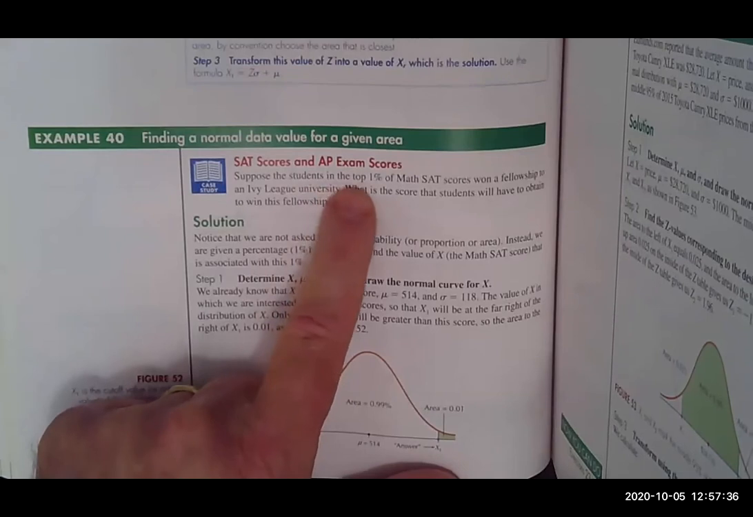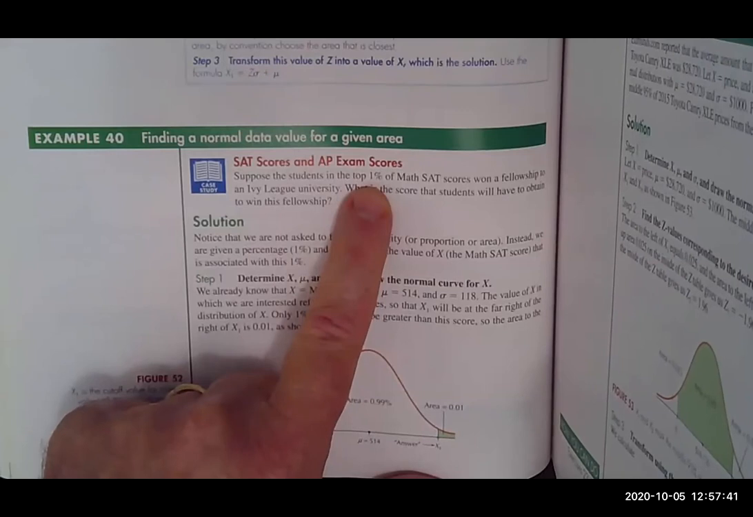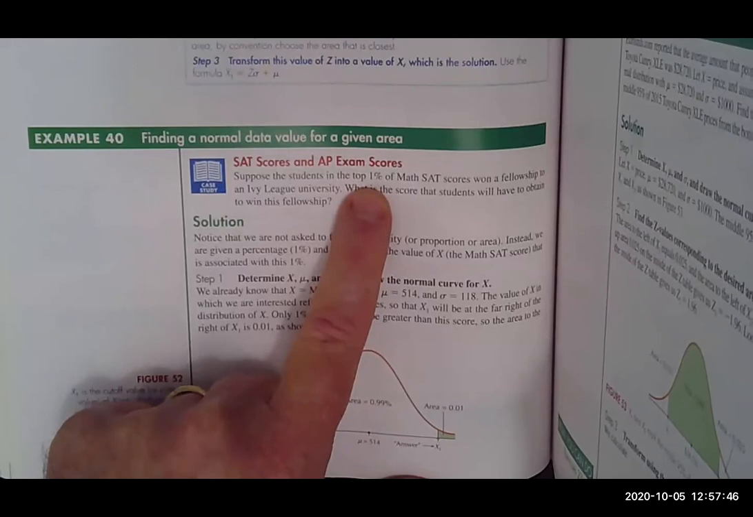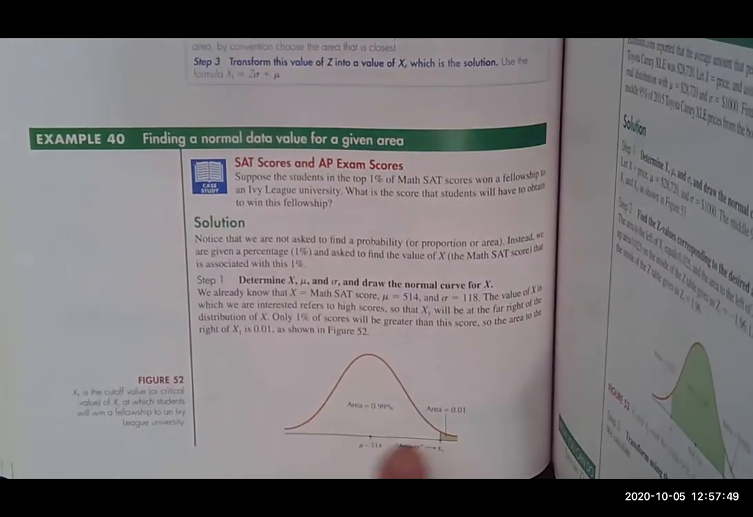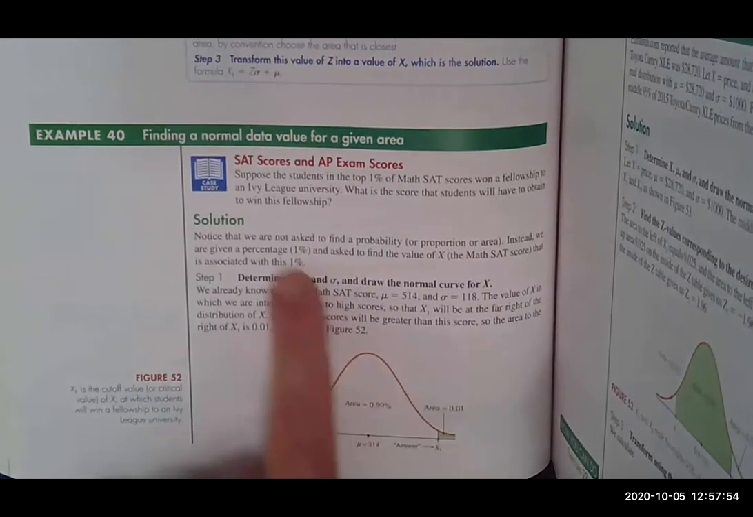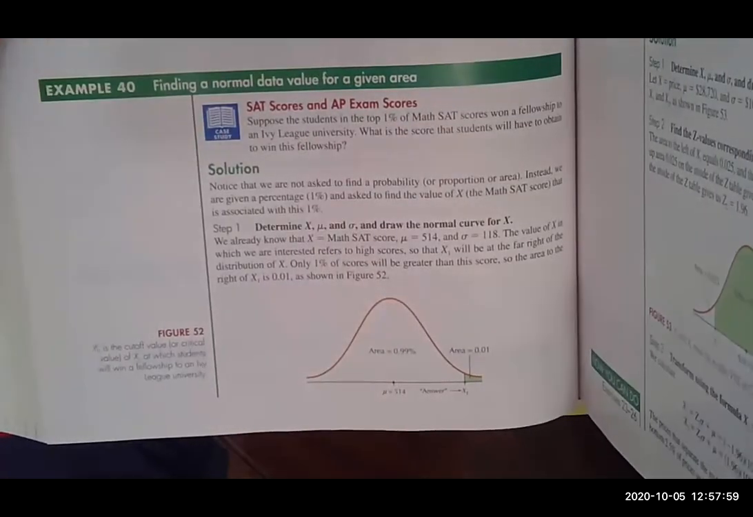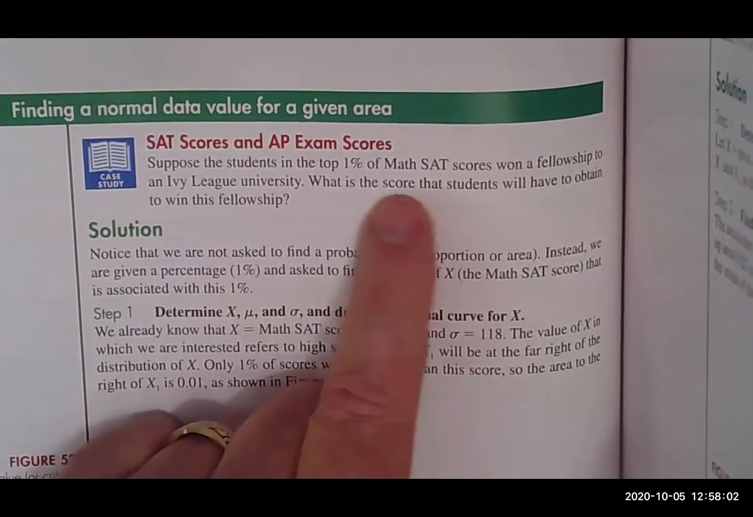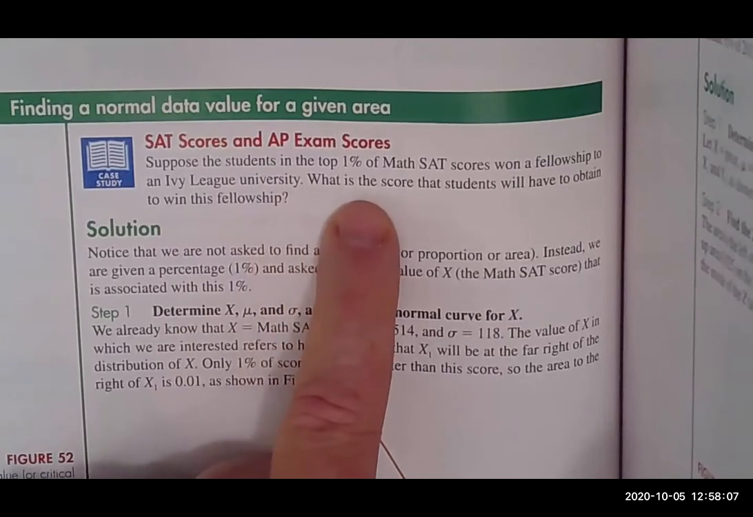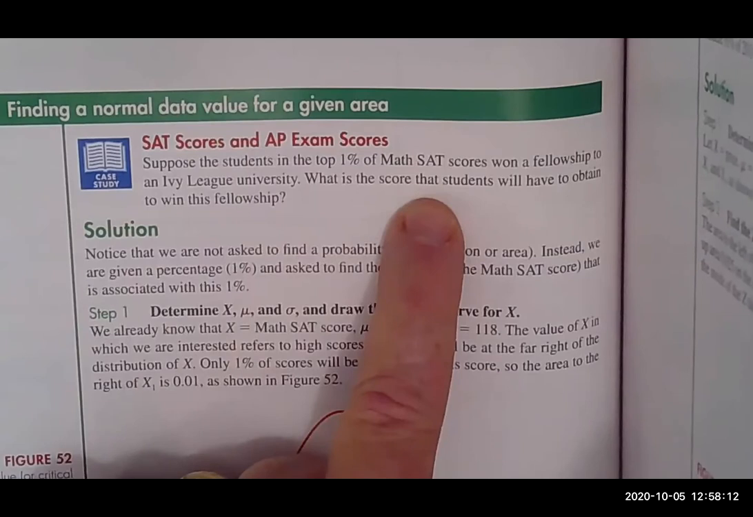Suppose students in the top 1%. Okay, we're back to the SAT scores, which I've done a couple times in the past. The top, wouldn't that be to the right? If I look at the number line over here, the top would be to the right. That's true. And 1% is the same as decimal 0.01. So the top 1% of SATs won a fellowship to the Ivy League university. What is the score? Okay, so they're looking for an X value score.